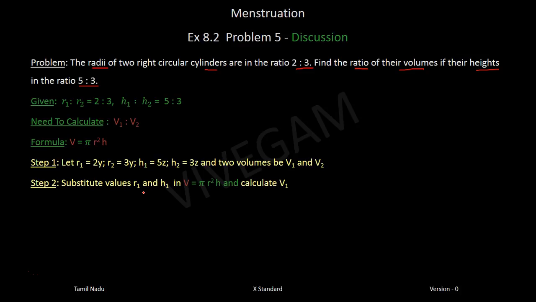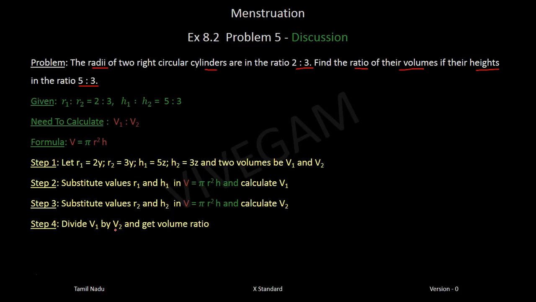Substitute the value of R1, which is 2y, and H1, which is 5z, in this formula V equal to pi r square H, and calculate V1. Don't simplify, just keep it there as it is. Then substitute the values of R2, which is 3y, and H2, which is 3z, in V equal to pi r square H, and calculate V2. Then divide V1 by V2 and get the volume ratio.